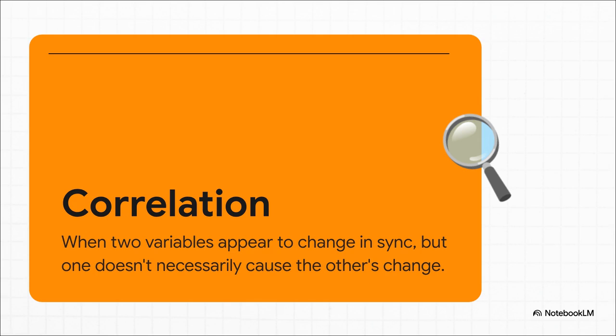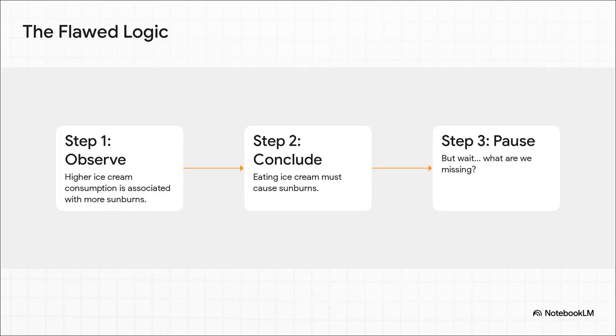One goes up, the other goes up. That's it. It is just an observation that two things are in sync. It's not an explanation for why. And that's exactly what we're seeing with the ice cream and the sunburns. So let's walk through the bad logic here. Step 1, we see the pattern. More ice cream, more sunburns. They are correlated. Step 2, we make the huge leap in logic and just assume one is causing the other.